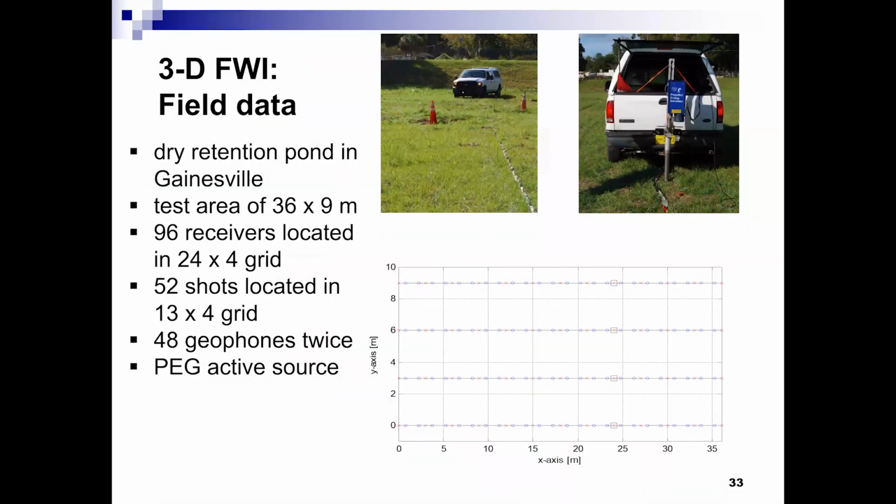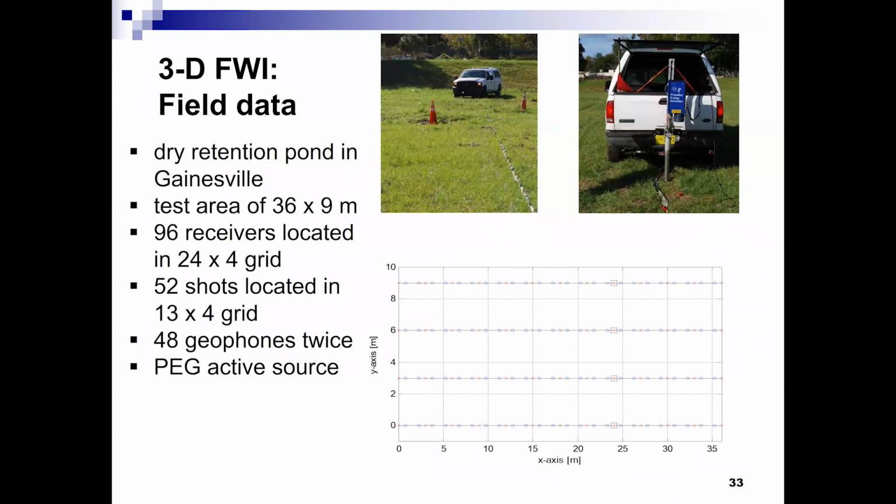So that is 3D, and then we bring it to the field. This is our first field application. We did it in another dry retention pond in Gainesville. We see some chimney here. We hoped there was some void underneath, but there was no big void, so we couldn't find one. But we identified a low velocity zone there. The test area is only 36 by 9 meters, so 120 by 30 feet.